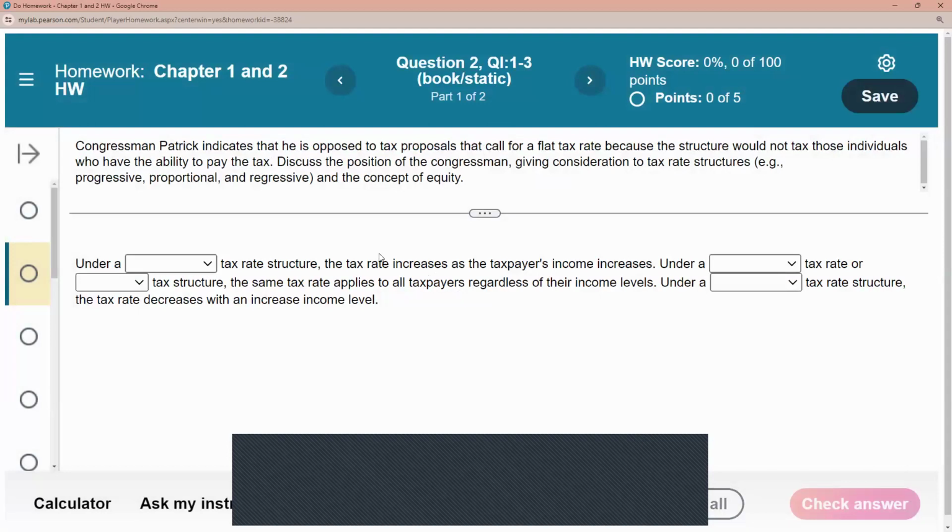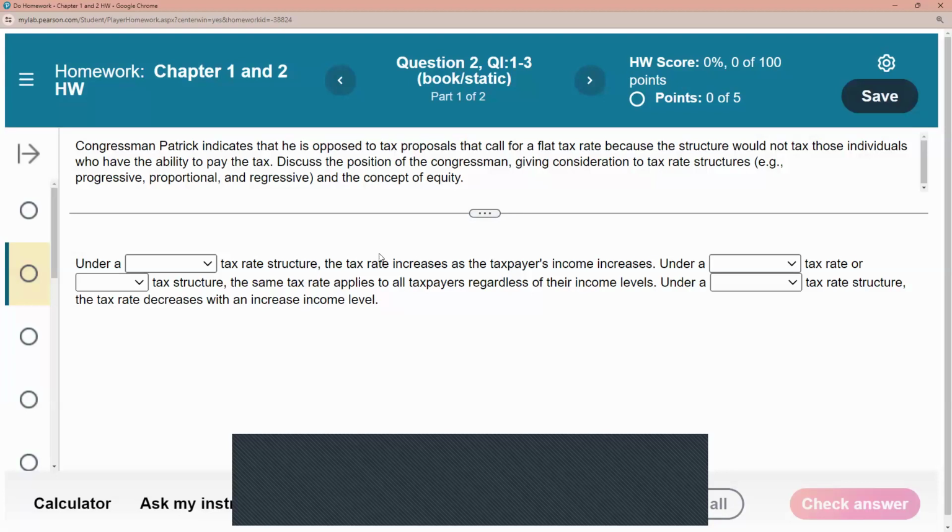Our next question brings us to learning objective 1.2. And we're dealing with the types of tax rate structures. So virtually all tax structures are comprised of two basic parts. We have what's called the tax base, and we have what's called the tax rate. So the tax base is basically just the amount to which the tax rate is going to be applied in order to determine the tax that is due.